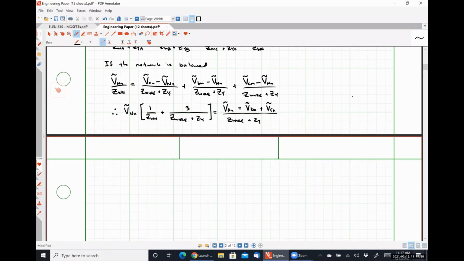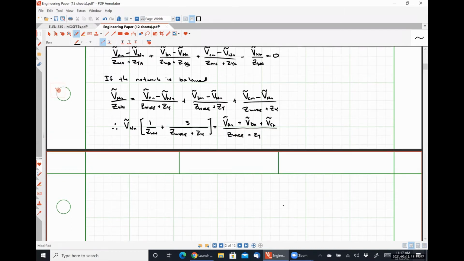Now, get your calculators out. This is going to be a real quick calculation, okay? If our source is balanced, then VBN is the exact same thing as VAN, but shifted by 120 degrees, positive or negative, depending on if we have a positive phase sequence or a negative phase sequence. Similarly, VCN is just VAN shifted by 240 degrees.